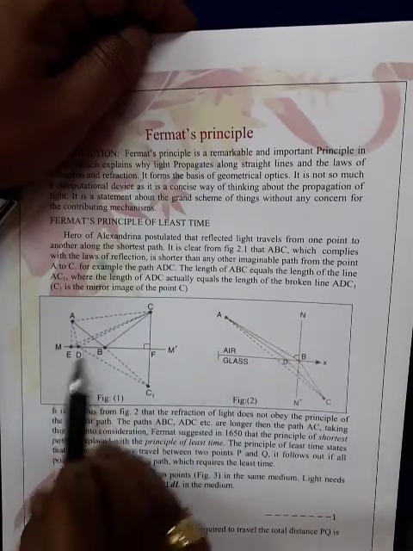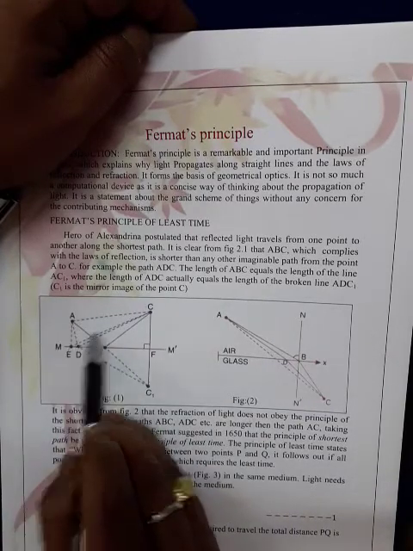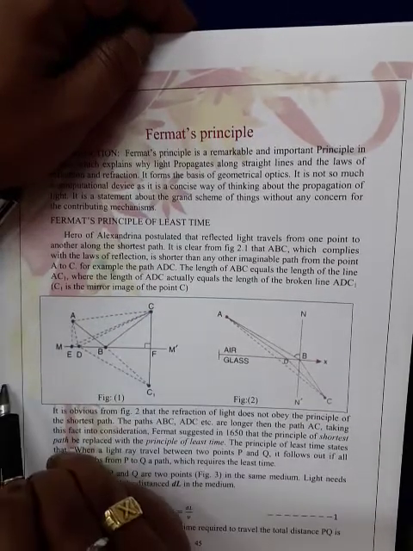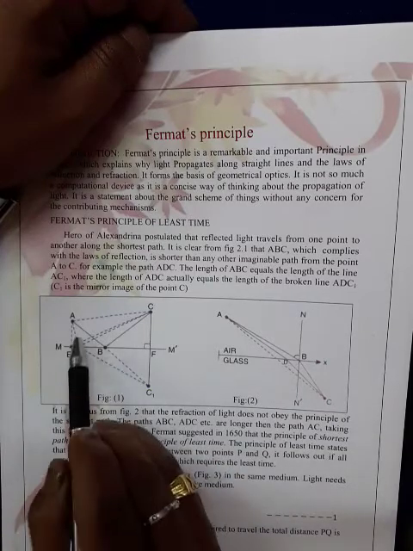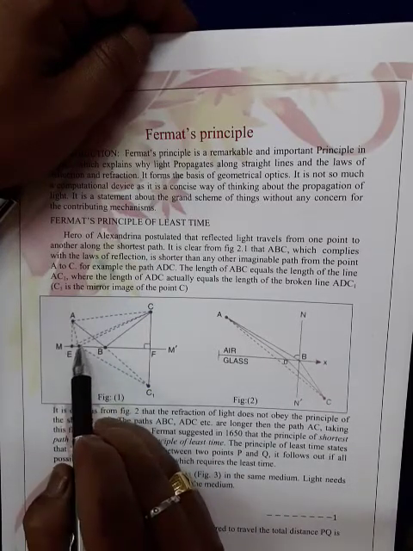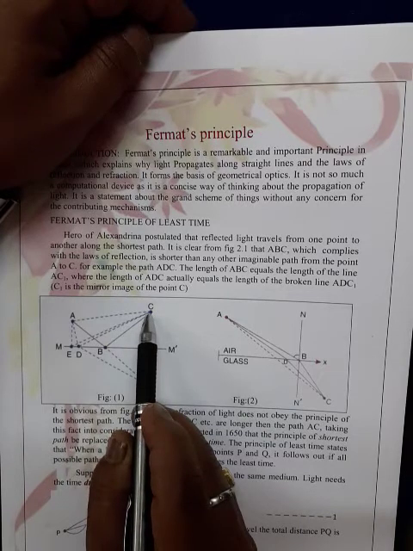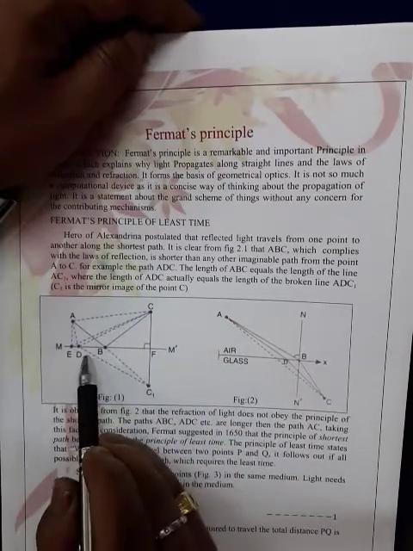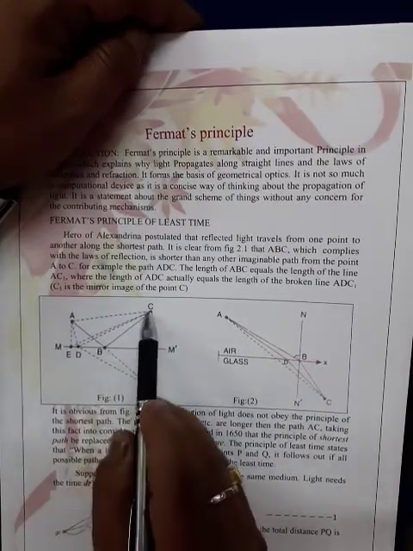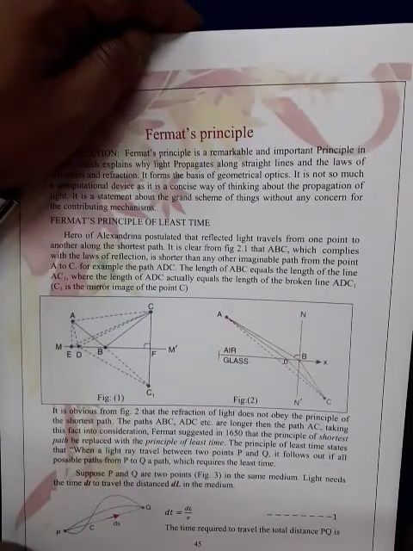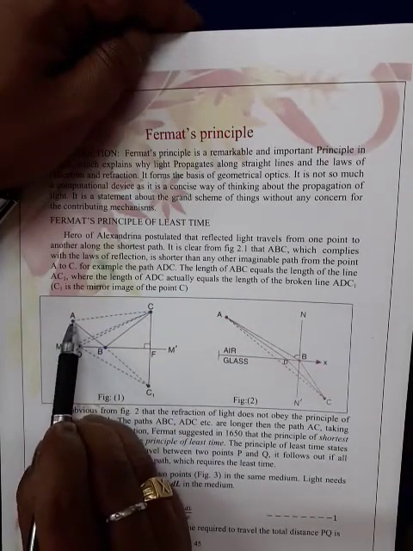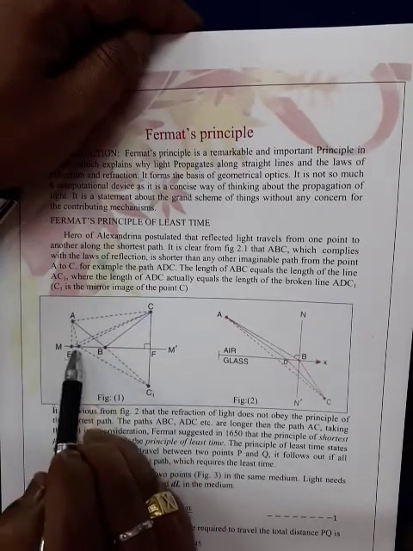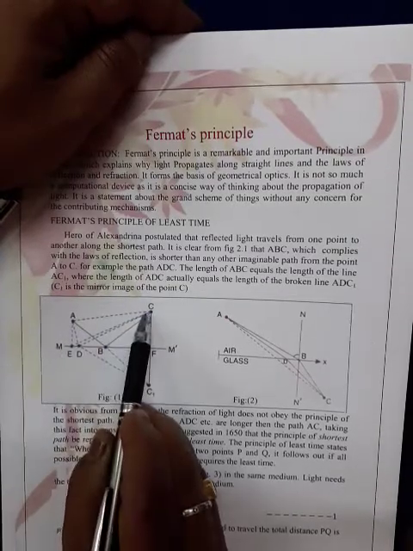Now let us consider another path, say AEC. Suppose you consider this is one path. And if I consider another geometrical path as ADC, and another imaginable geometrical path, say ABC. Here you can see the length of this geometrical path is shorter than the length of ADC and AEC.